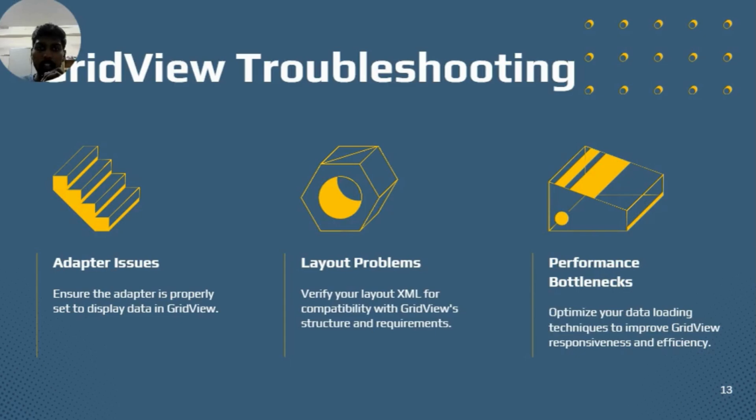And we have grid view troubleshooting. The common errors which we encounter while using grid view are, first, adapter issues. We should check the adapter properly: is the code right, and is the adapter working properly? And then layout problems. We should verify that the XML layout and the grid view structure are consistent and there are no differences between them.